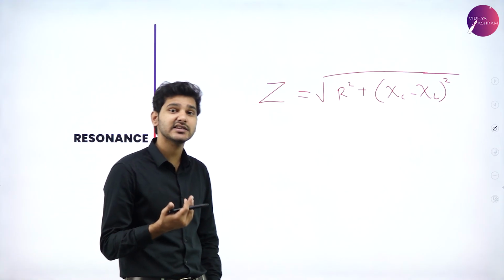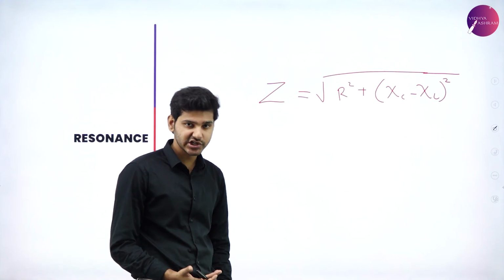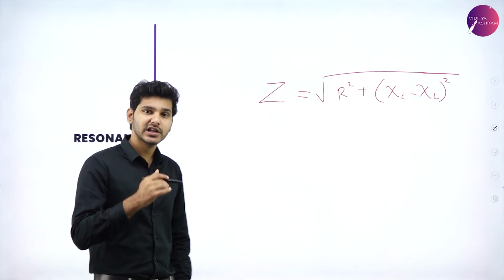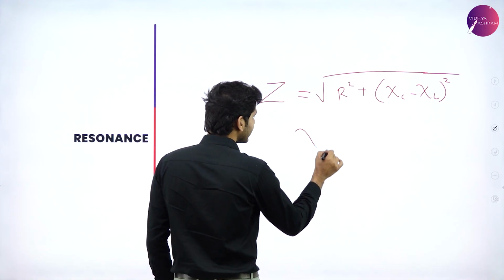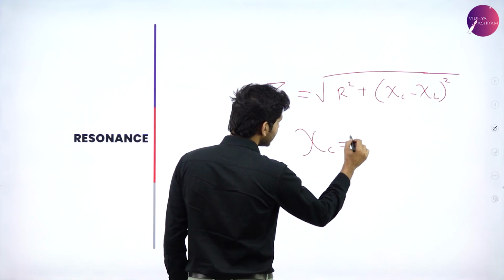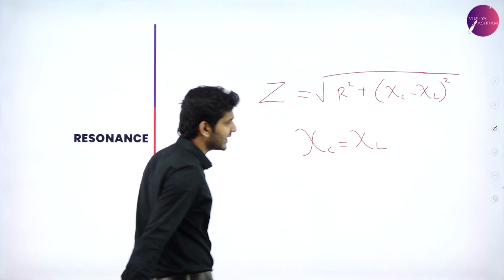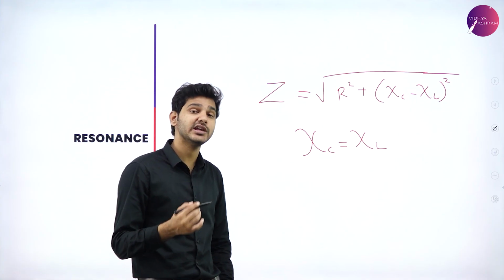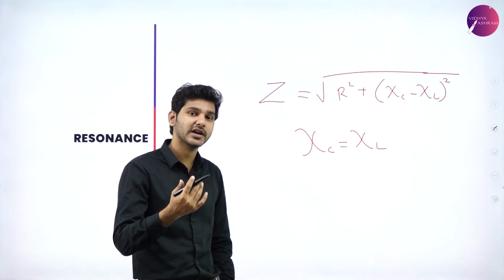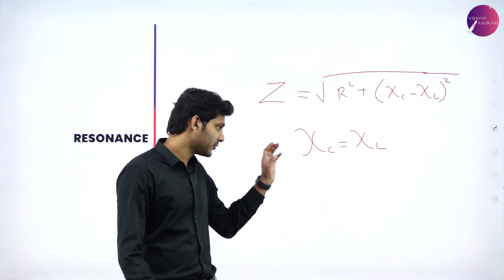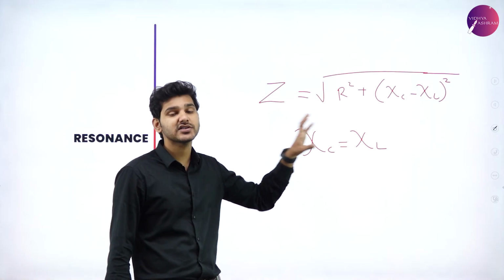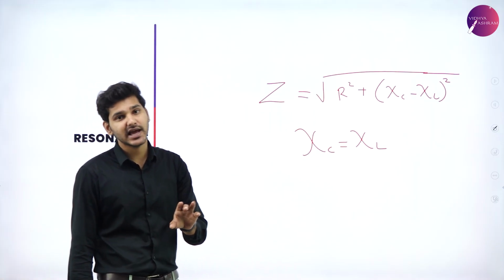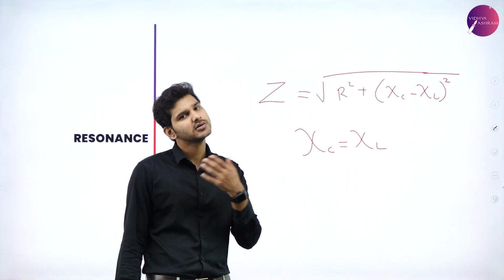For a series LCR circuit to have resonance, there is a particular condition. That condition is that XC should be equal to XL. That is, the opposition offered by the inductive circuit should be equal to the opposition offered by the capacitive circuit. So the opposition of inductor and capacitor should be equal to each other. When this happens, we say that the resonant condition is attained.